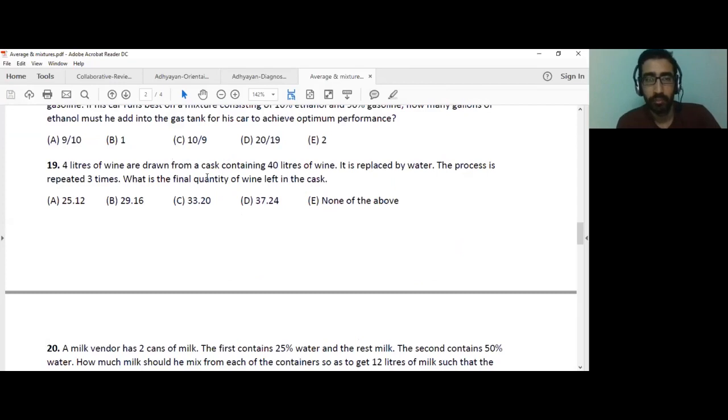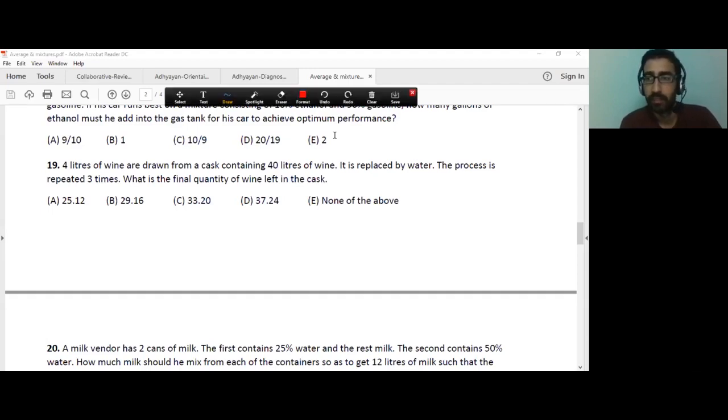4 liters of wine are drawn from a cask containing 40 liters and replaced by water, and the process is repeated 3 times. What is the final quantity of wine in the cask?